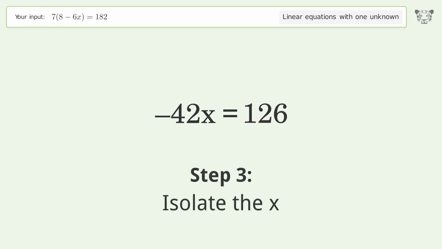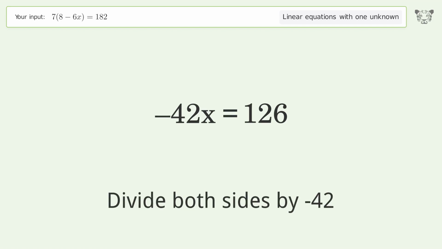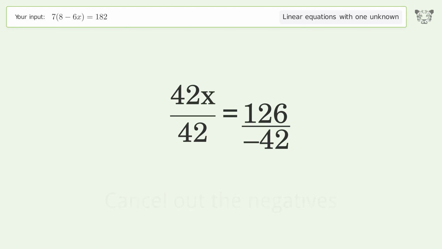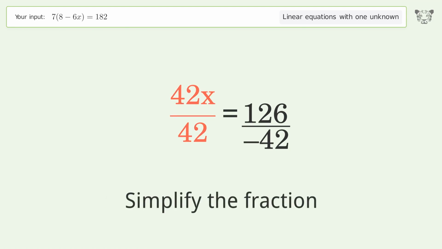Isolate the x. Divide both sides by -42. Cancel out the negatives. Simplify the fraction.